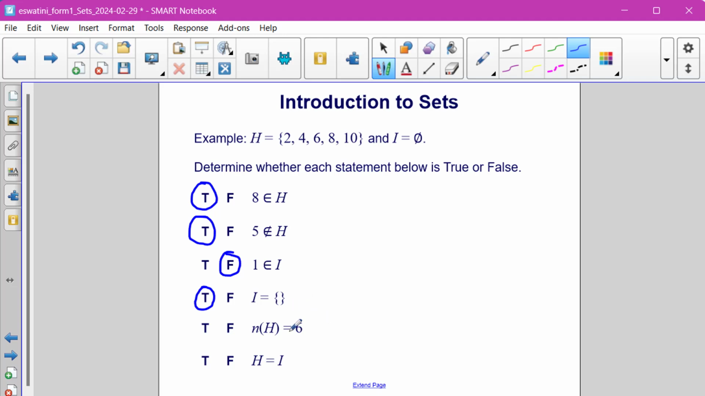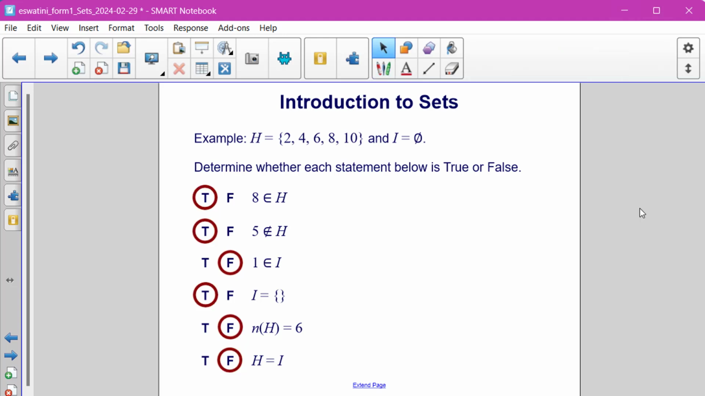Now let's look at our next problem. The number of elements in set H is equal to 6. Well, if we count these, 1, 2, 3, 4, 5, those aren't equal. There are only 5 elements in set H, not 6. And now the last statement, set H is equal to set I. This is a false statement because set H has 5 elements, and set I has 0 elements. It's an empty set. Here we see the solutions to the example problem that we just solved, and the solutions circled or shown on the slide match the solutions that we found while working through it.